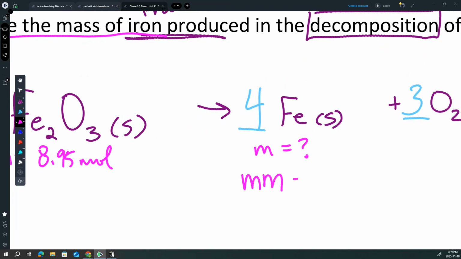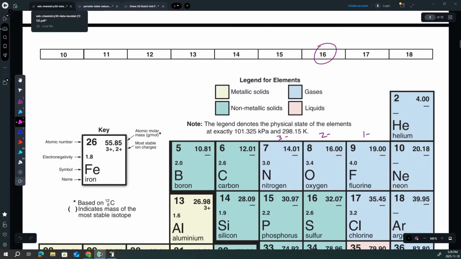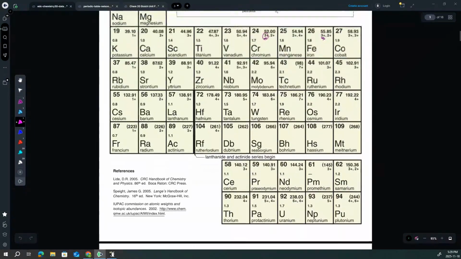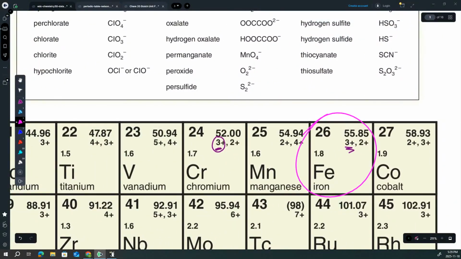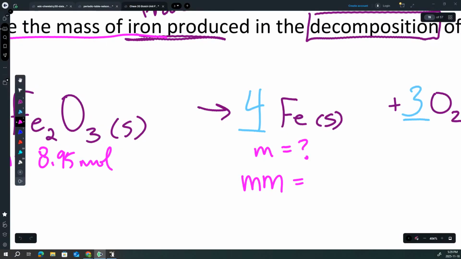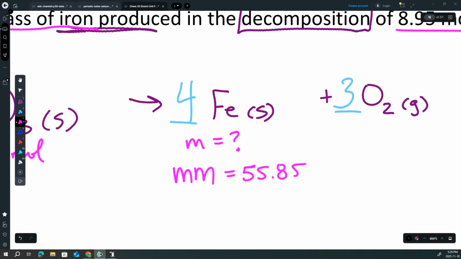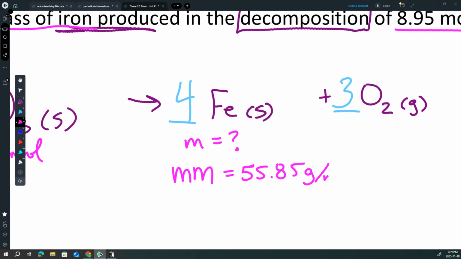Okay, so you might as well get that out of the way and figure it out early. So the molar mass for iron, we're going to need to look at our periodic table and find iron. So iron is number 26. The molar mass is 55.85. And the units for molar mass is grams per mole.